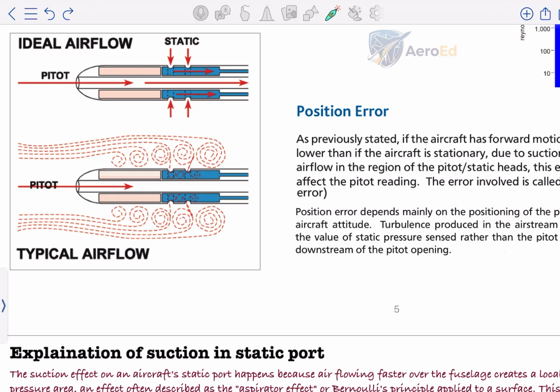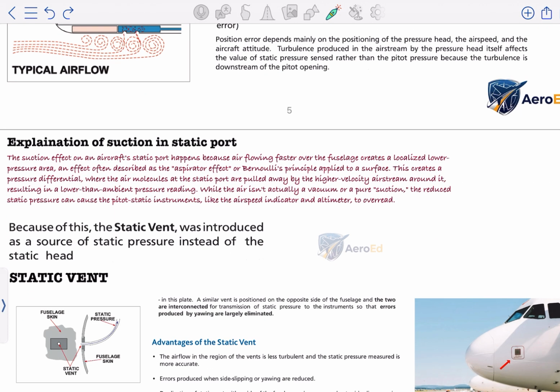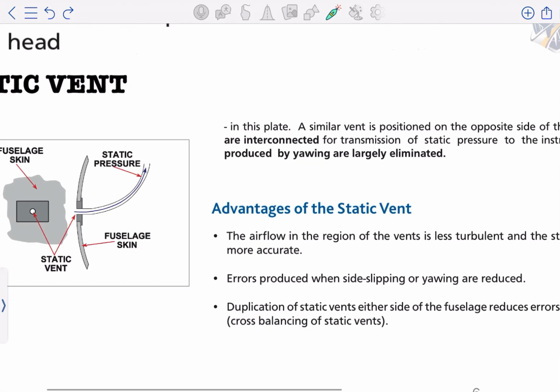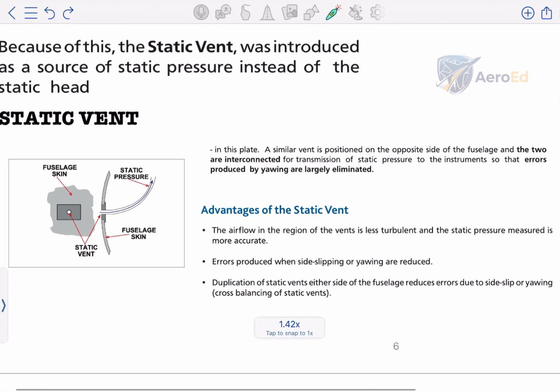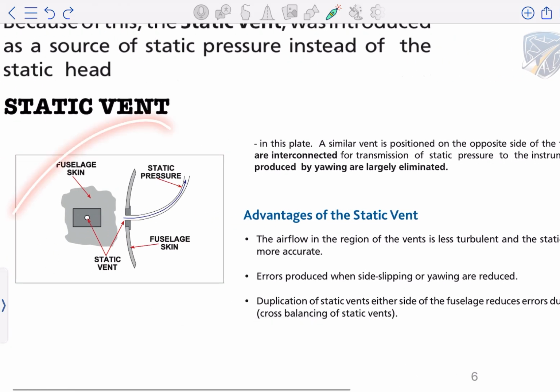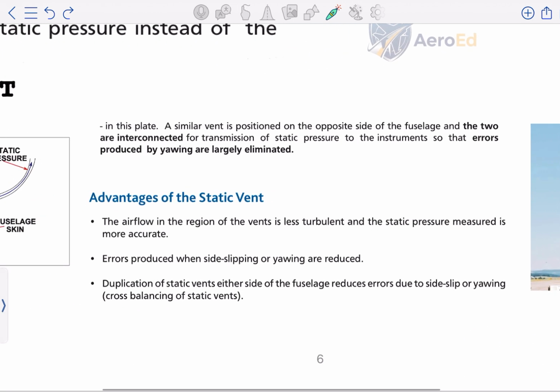All right. Because of position error, the static vent was introduced as a source of static pressure instead of the static head. So I will explain how the static vent is different and better compared to the static head. The static vent looks like this. You can see from this picture also. In this plate, a similar vent is positioned on the opposite side of the fuselage, and the two are interconnected for transmission of static pressure to the instrument so that errors produced by yawing are largely eliminated.